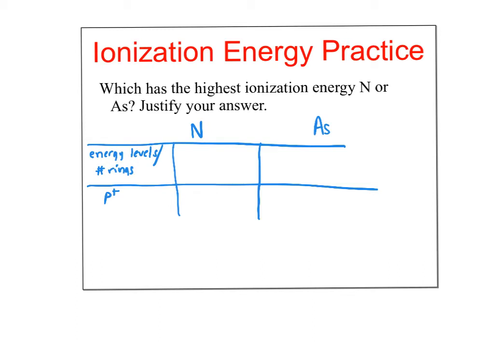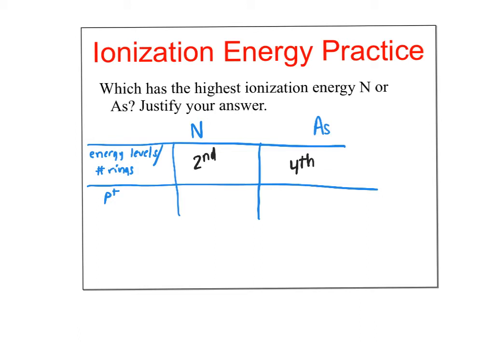So let's see, nitrogen is in the second row, yikes, sorry, I'm making these videos in the summer, can you tell? Is in the second energy level, second row, and arsenic is in the fourth row.